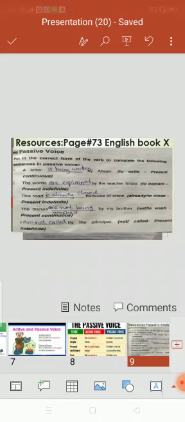Sentence number 2: the words are explained by the teacher today.